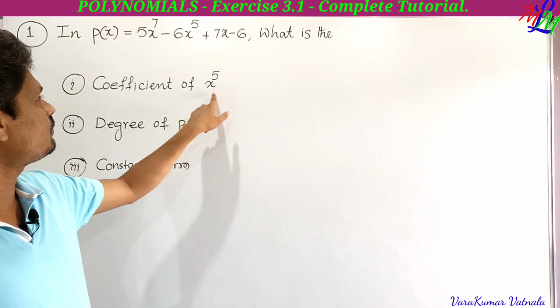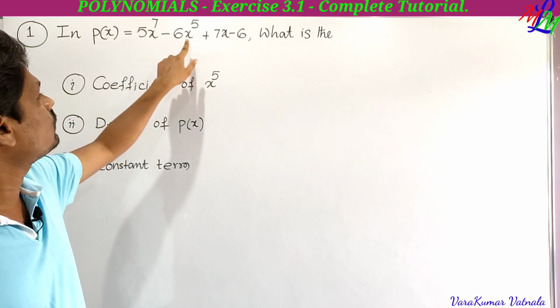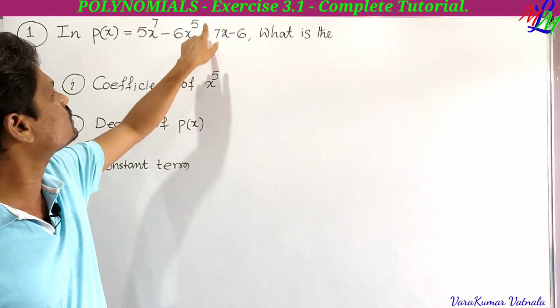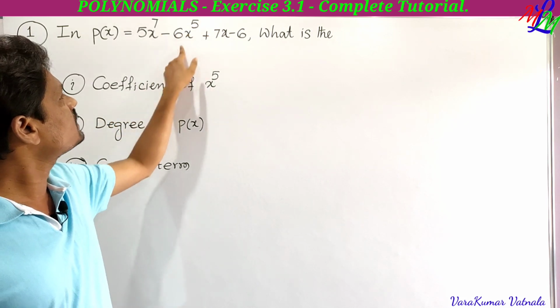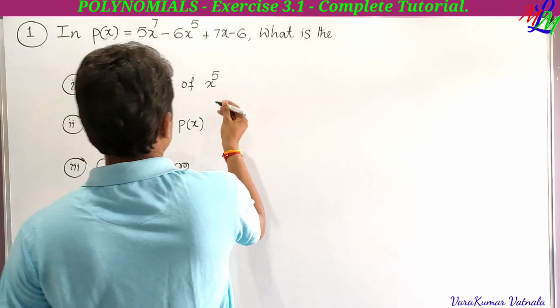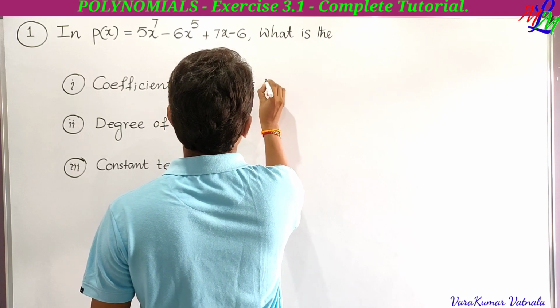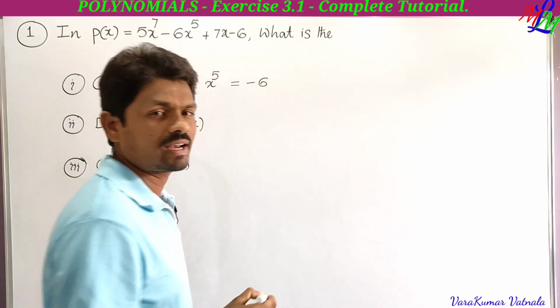So the coefficient of x to the power 5. Here it is x to the power 7. So where is x to the power 5? This is x to the power 5. Minus 6 is called the coefficient of x to the power 5. So we just have to write minus 6, that's all. So the coefficient of x to the power 5 is minus 6.